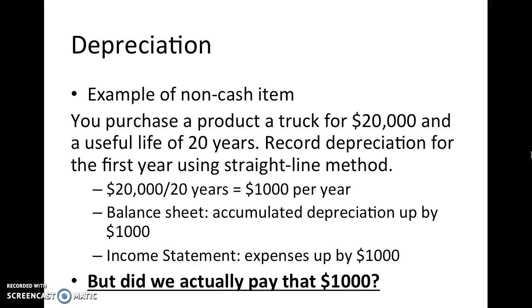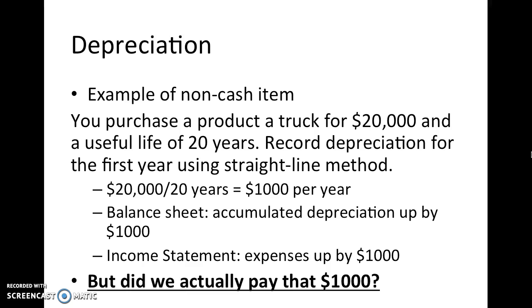Okay, another example we can look at is depreciation. This is a non-cash item that'll show a discrepancy between cash flow statement and income statement. You buy a truck, $20,000. It's got a useful life of 20 years, and you are asked to record depreciation for the first year. $20,000, we're going to divide that by the number of useful years, 20 years, we get $1,000 a year of depreciation.